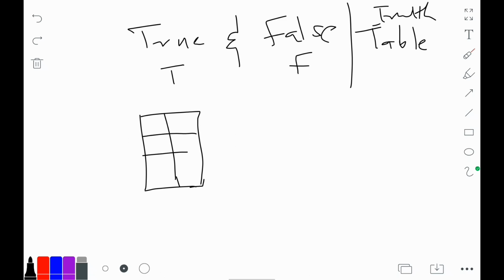1, 2, 3. So we're going to extend this. Let's say here is true and false, and then is false, and false, and is false and true. So what is the outcome of this?